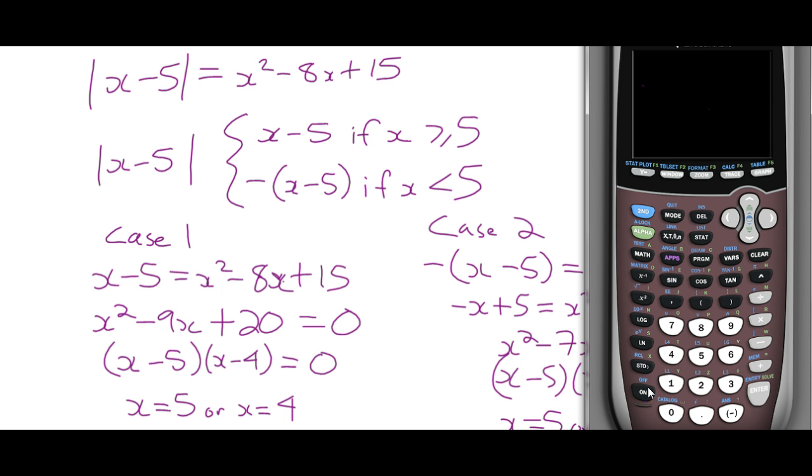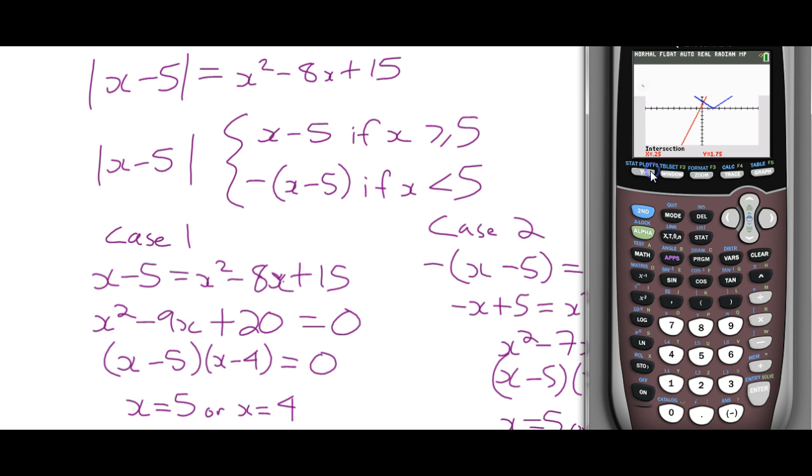You turn your calculator on. Apparently it doesn't work. You go to y equals. You put in x minus, absolute value of x minus 5. Okay, you go down here, you clear this out. You put in x squared minus 8x plus 15. Okay, and you hit graph. All right, so there's x minus 5, right? And then as soon as it hit here, then it became the absolute value of x minus 5.